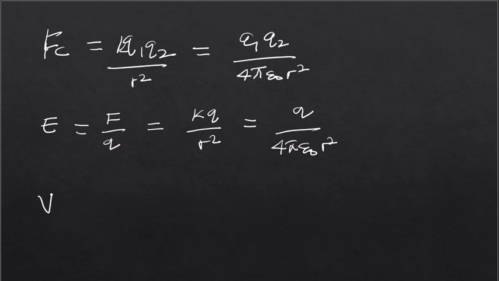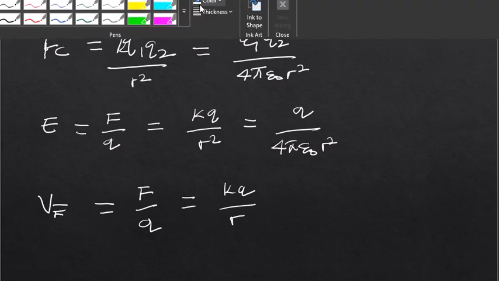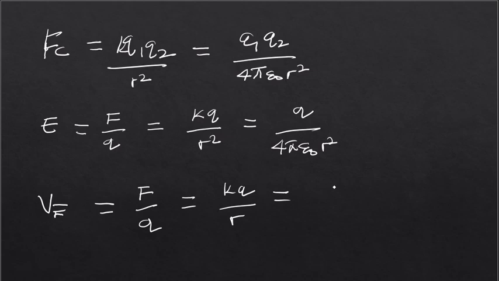And we have electric potential equal to work done per unit positive charge, which is the same thing as KQ over R. Yes, so we have KQ over R from there, which is also the same thing as Q over 4 pi epsilon R.